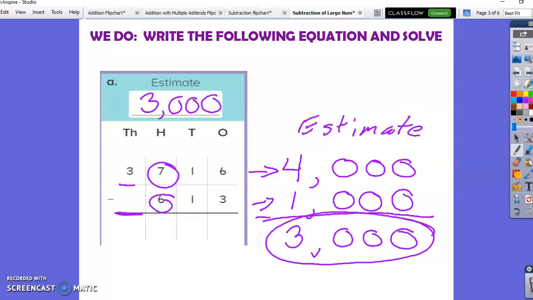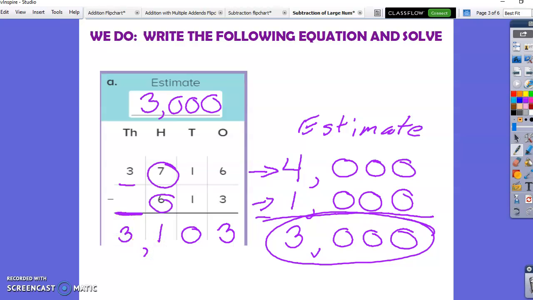Now we're going to go back and practice standard algorithm. 6 minus 3, simple, is a 3. 1 minus 1, simple, it is a 0. When you have 1, you take away 1, you have nothing left. 7 minus 6 is a 1, and 3 minus itself is a 3.